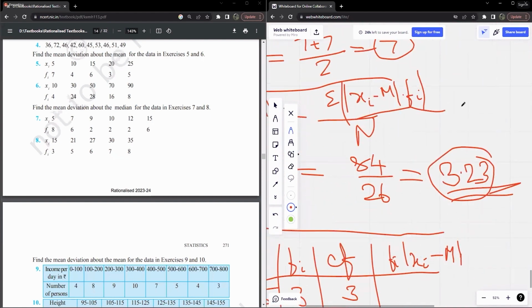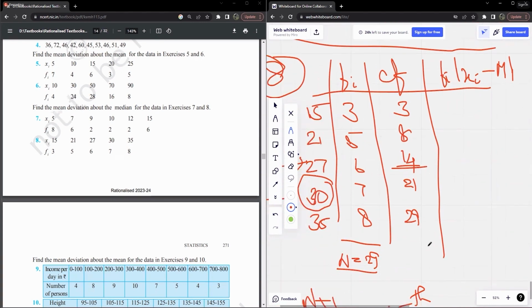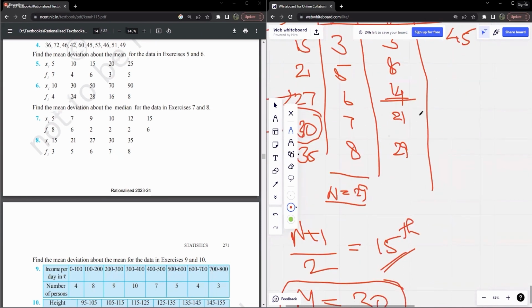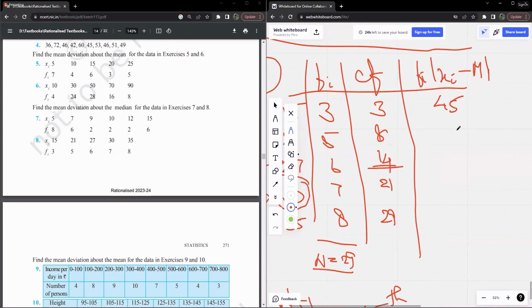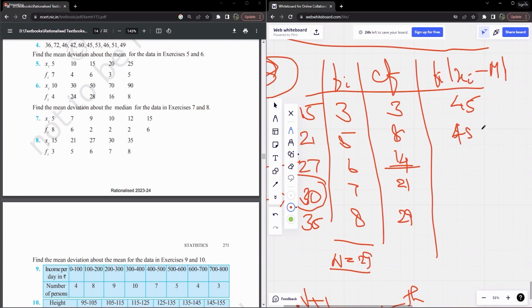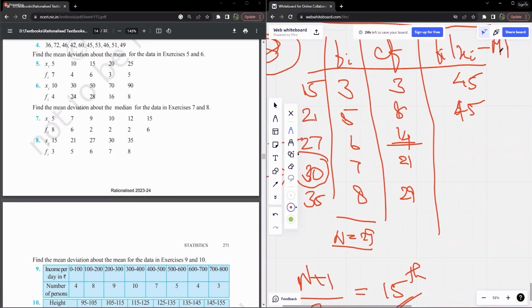I'm not going to write the expanded form. So this will be 3 times 15 minus 30. That's going to be 15 because we have an absolute value. 3 into 15 is going to give me 45. This is 5 and this is 21. 21 minus 30 is basically minus 9. Absolute value of minus 9 is 9. 9 into 5 again is 45. This is 6, and this is 27. 27 minus 30 is minus 3. Absolute value of minus 3 is plus 3. 3 into 6 gives me 18.